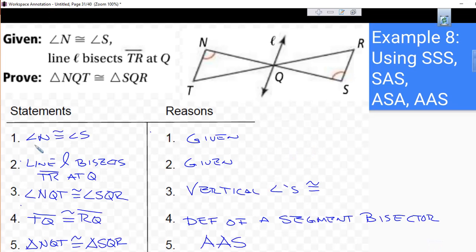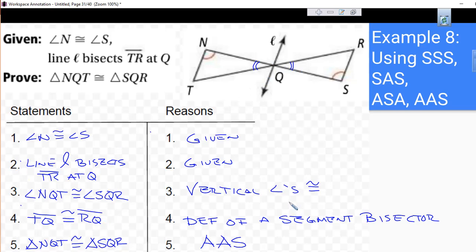All right, so we start off with angle N is congruent to angle S, and that is given to us. We have line L bisects TR at Q. That was also given to us. So we've got the angle N and S are shown congruent. So now, from what we know from that, we also can see that vertical angles are congruent. So angle NQT is congruent to angle SQR. So we name those angles.